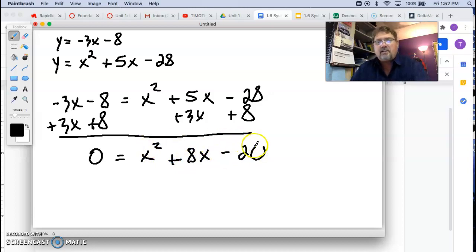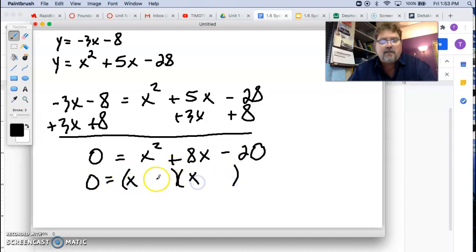Now, I like to factor them if they're easy. And when I look at this, it looks pretty easy to factor to me. I need to multiply to negative 20, add to 8, negative 10 and 2 do that. So I'm going to factor it. If you went to the quadratic formula, that would be fine. I just think we're going to be a little faster factoring. And we got x plus 10, x minus 2, and now we need to set them equal to 0.